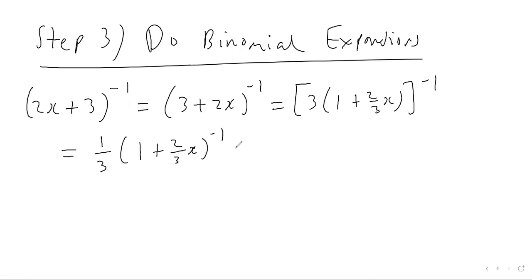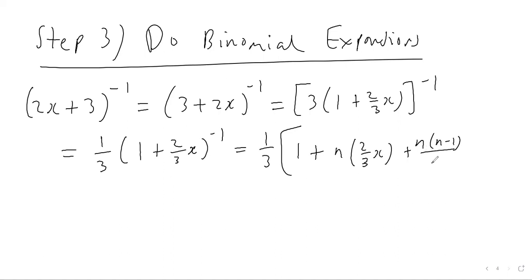So we're going to use our formula. Our formula, remember, was as follows: 1 plus n times our 2 over 3x, and then plus n times n minus 1 over 2 factorial times 2 over 3x all squared, and then plus the rest of the terms.